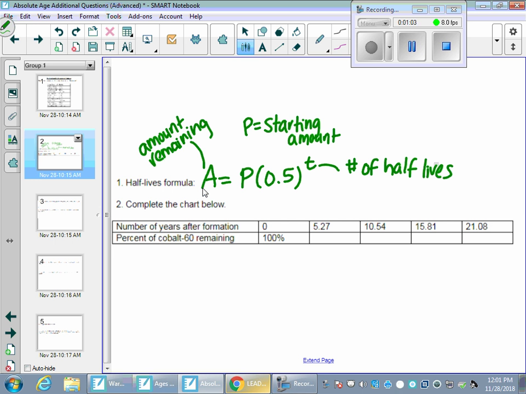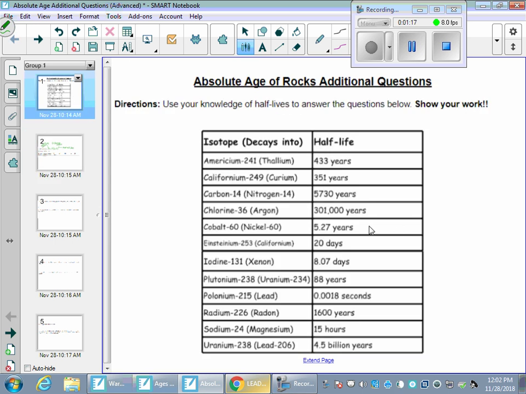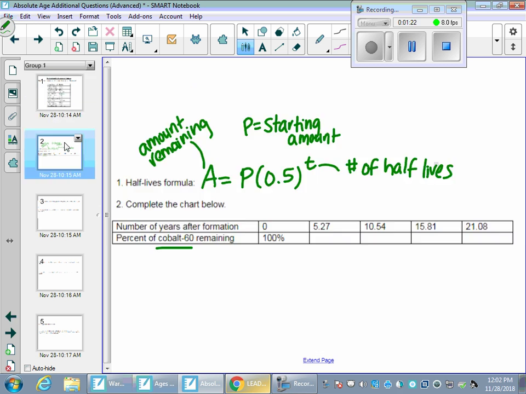So for every half-life, you lose half of what you had. So when you look at number 2, when it says number of years after formation, it's broken apart actually by half-life. So if you look here, we're looking at cobalt-60, and cobalt-60 here has a half-life of 5.27 years. So 5.27 here really means one half-life. So in one half-life, we have lost half of our 100%, or it's not really lost, but it's decayed. So we'd have 50% of the original cobalt-60 remaining.